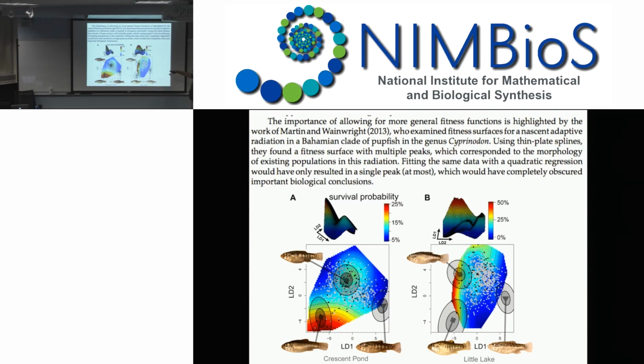So let's look at an interesting example. This is a thin-plate spline fit, and these are pupfish. If you take the fitness data, which is based upon survivability on certain traits in vernal ponds, and fit a quadratic to it, you basically get one hump. If you do a thin-plate spline fit to it, you get multiple peaks, and the multiple peaks correspond to where current populations are sitting. So if you simply fit a quadratic here, you'd miss the multiple peaks and you get an assumption that's quite different, whereas fitting the thin-plate splines allows you to capture more of the biological conclusions.